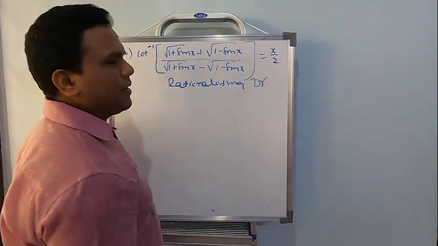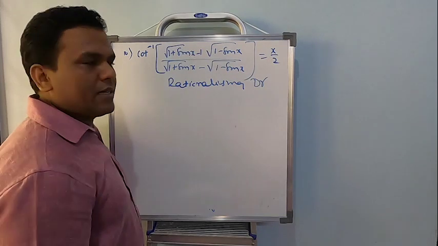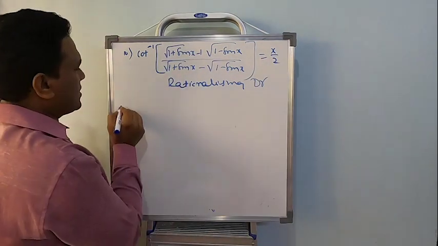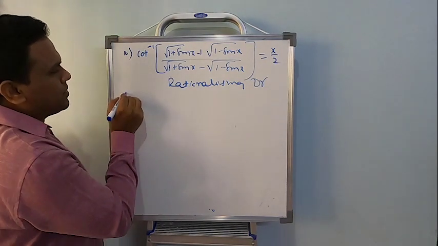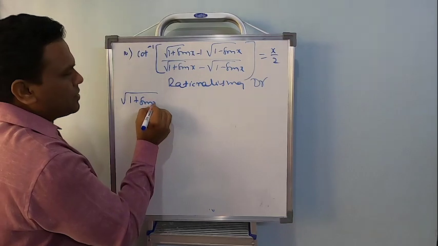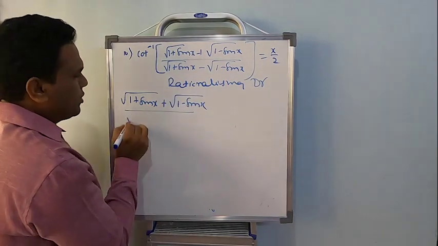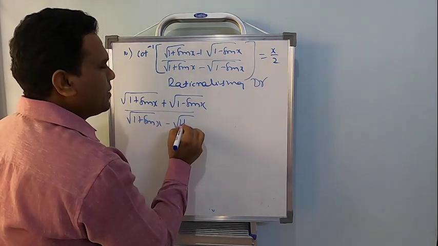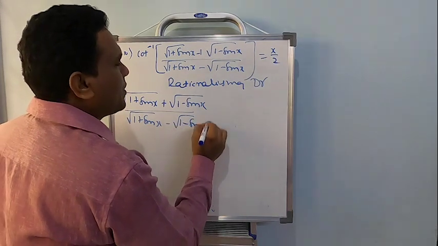rationalizing the denominator. You know what is the meaning of rationalizing. So this has to be rationalized by taking the opposite sign which is being given here. So let's consider, we'll write cot inverse later on. Let us consider (root of 1 plus sin x plus root of 1 minus sin x) by (root of 1 plus sin x minus root of 1 minus sin x). Correct now?